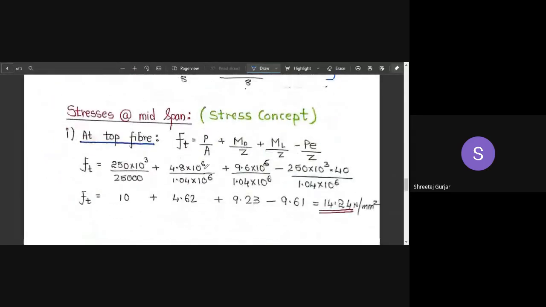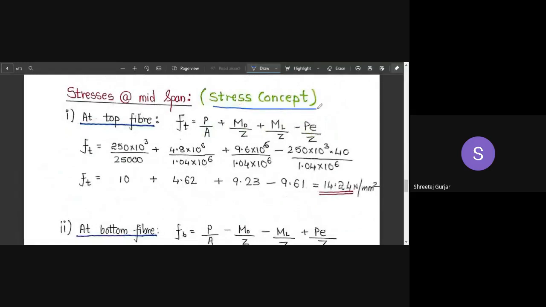So you can calculate the stress at midspan using the stress concept. At the top fiber, this is the formula you will be using: P by A plus MD by Z plus ML by Z minus P into E by Z. All of these are known: P is given, A we have calculated, MD and ML we have calculated, eccentricity is directly given, and Z we have calculated. Substitute all of these and you get the resultant stress at the top fiber, 14.24 Newton per mm squared.